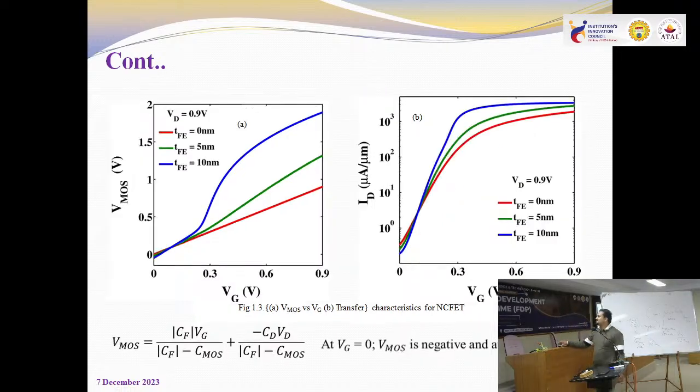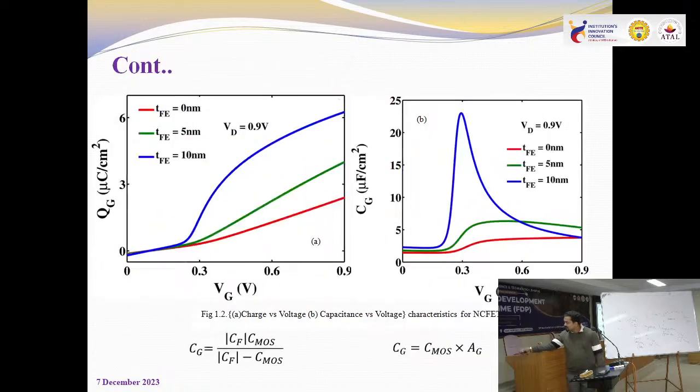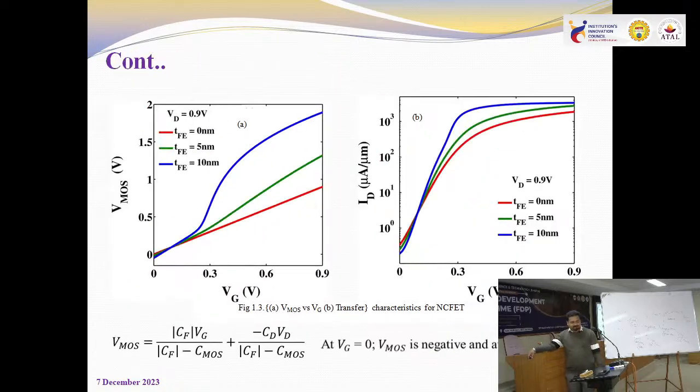Now, we are moving close to the device part. Now this is VMOS versus VG. VMOS is this potential, and VG is this potential. And here only I am supposed to get amplification, VMOS. Now let's see this characteristic. This is for TFE equals 0, meaning conventional MOSFET. That will be a linear characteristic only.